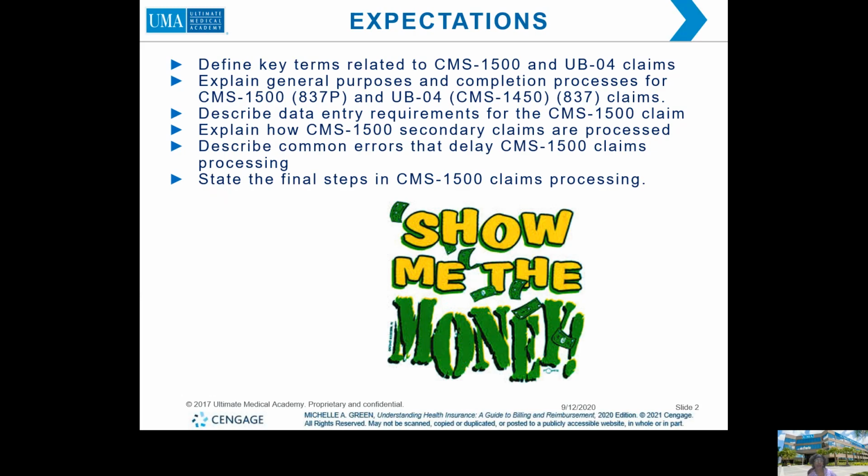Well, we're now ready for the insurance companies to show us the money. I can't do it like Tom Cruise did in the movie, but this is where we send in our claims and await payment from the insurance company. So we're going to define some key terms and we want to know the general purposes. We're going to describe the data requirements. We may touch on secondary claims. We'll talk about some errors, and then maybe talk about the claims processing system.